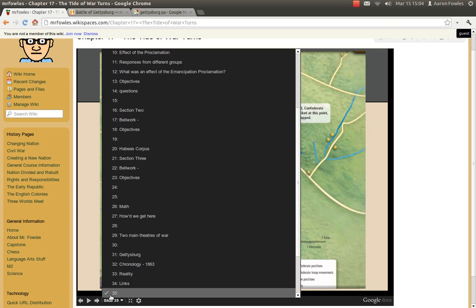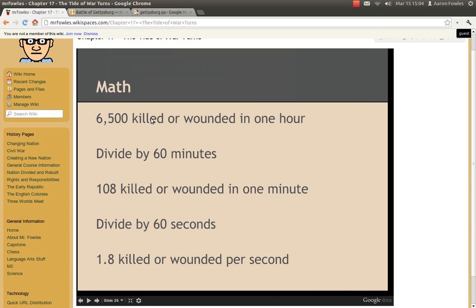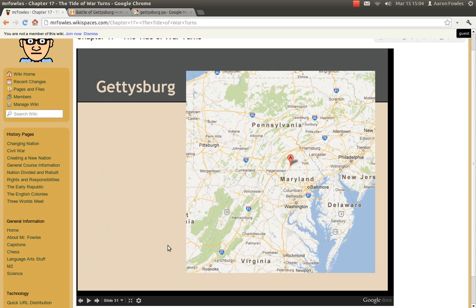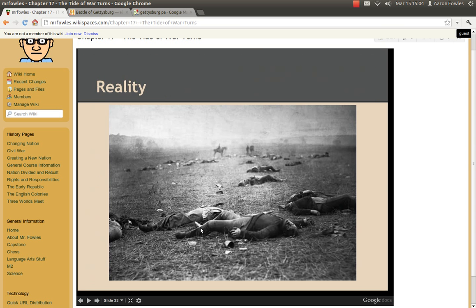This is the 6,500 killed or wounded. In the Confederacy alone, it was 1,500 if you include Union losses in 1 hour. So if you divide it out, it's 1.8 killed or wounded per second. So in a classroom of 30 students, that would be 15 seconds to pretty much obliterate the entire group, just to get an appreciation for the math. And yeah, that was the aftermath.